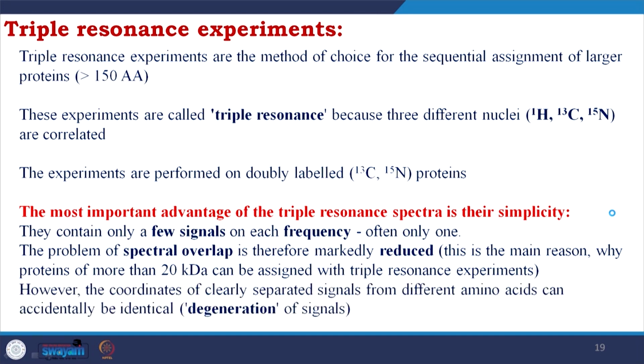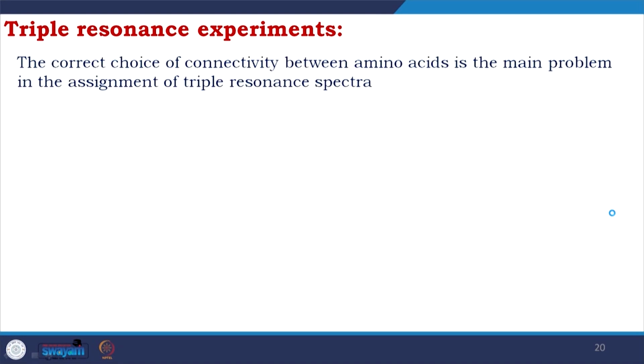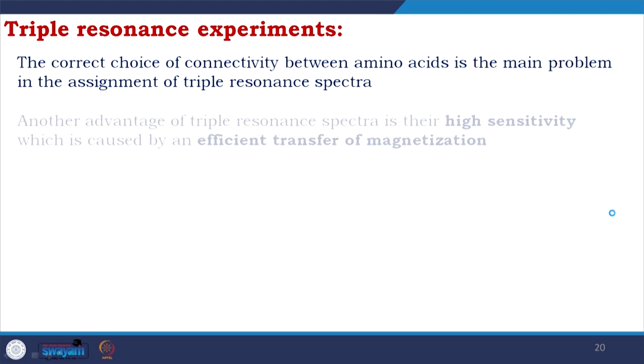However, the coordinates of clearly separate signals from different amino acids can accidentally be identical, which is called degeneracy of signals. We have to note that. The correct choice of connectivity between amino acids is the main problem in the assignment of triple resonance spectra.